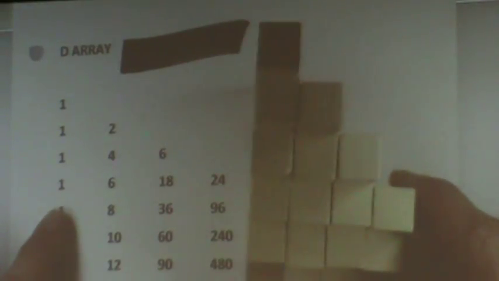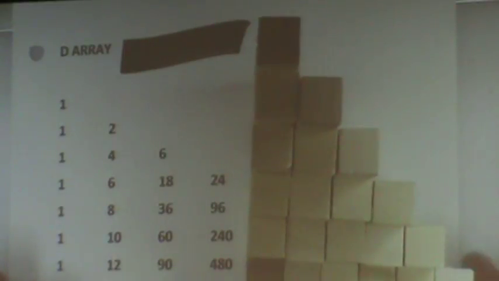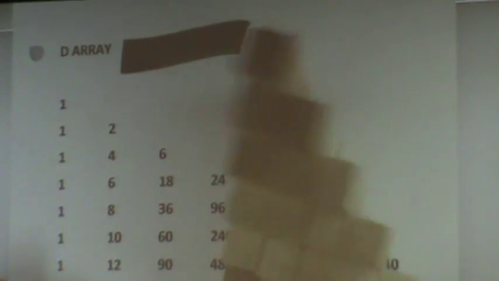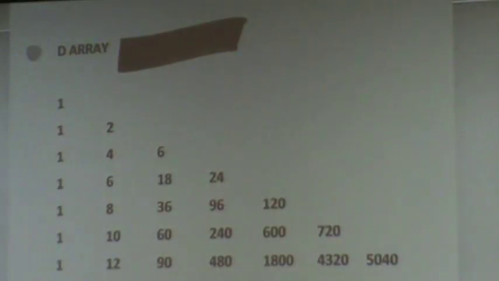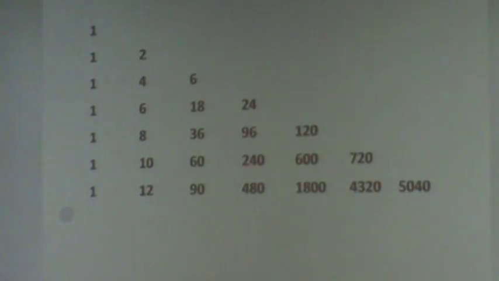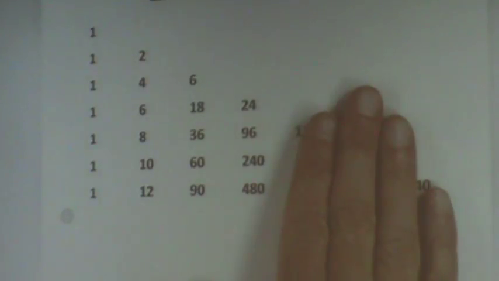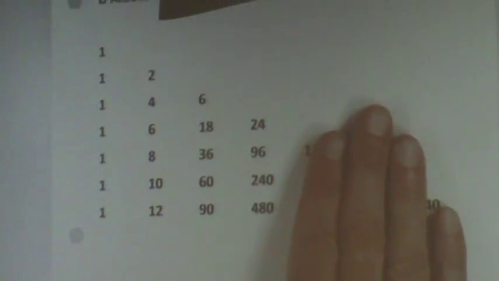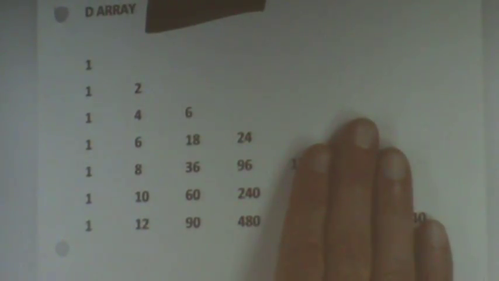The next one turns into 1, 6, 18, and 24, all the way down to the bottom. So what has happened? We started with a three-dimensional array and had to solve it. Now it's down to a two-dimensional array. All we have to do is solve that array, and we now have the solution to the tetrahedron with all the solutions.